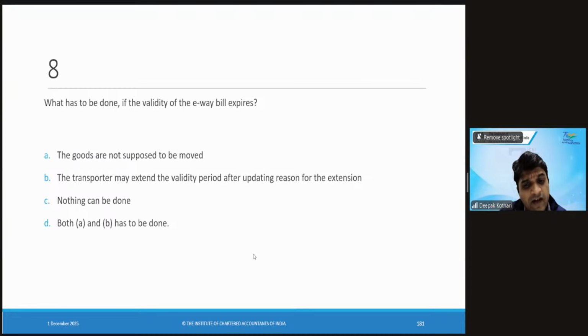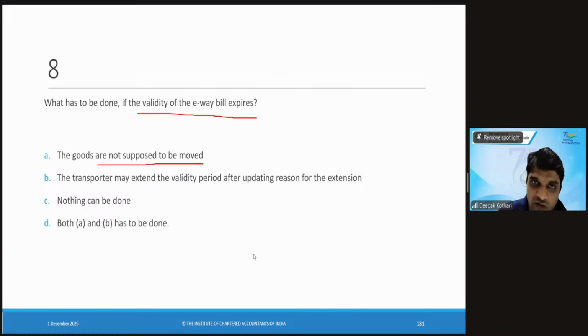The transporter may extend the validity after uploading reasons, correct? So, if the validity expires, and only if it is expiring, then first you have to do this. Because if your validity is expiring and you're still moving, then it will be illegal movement because you're moving it without an e-way bill. So you're not supposed to move it. Like your goods have not been ready and you have generated the e-way bill before itself. So then you cannot move it. You can say, okay, my old e-way bill is valid. No. If it is expired, then it is not valid.